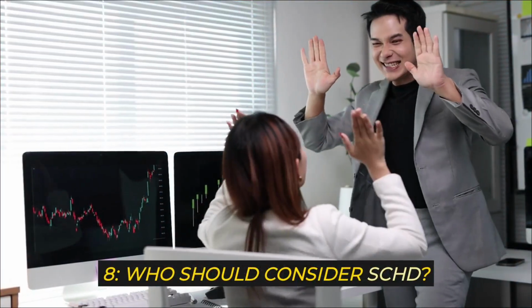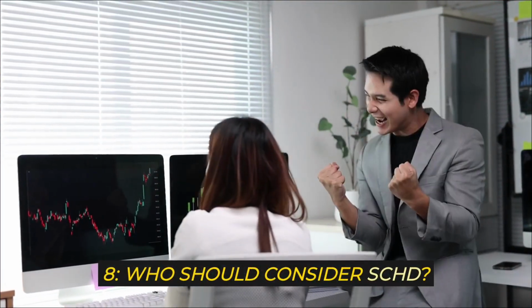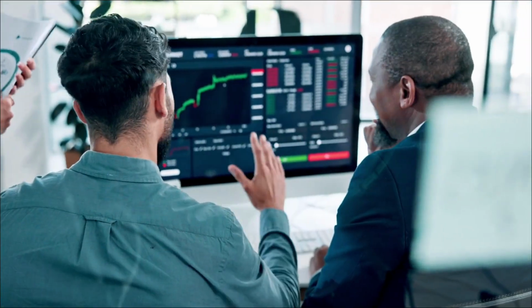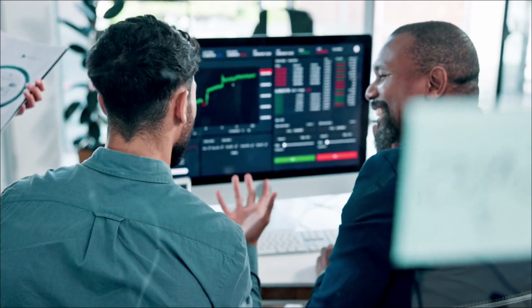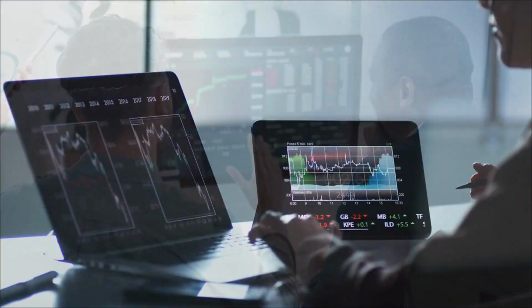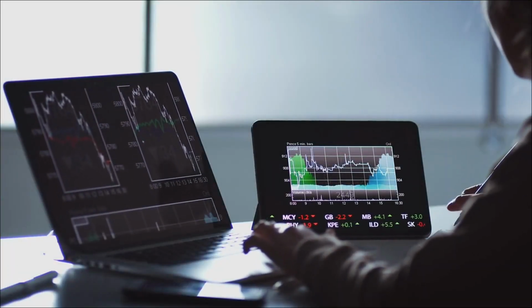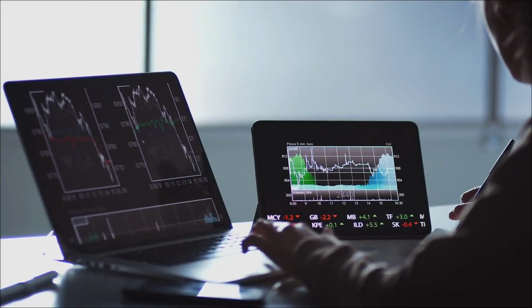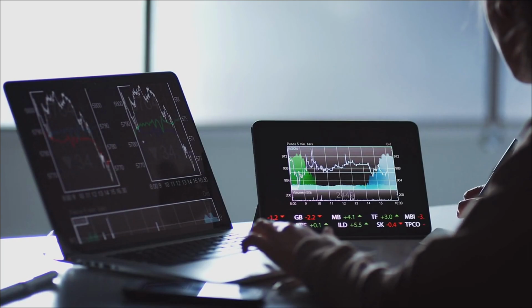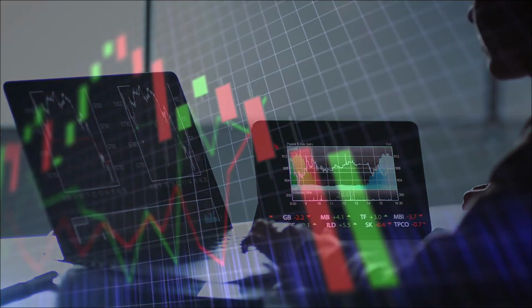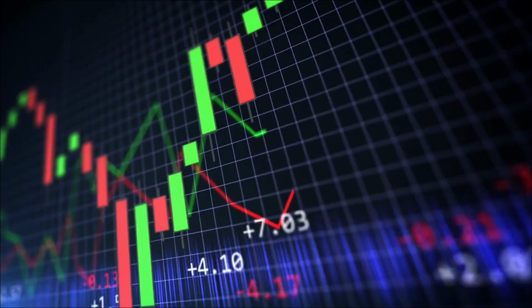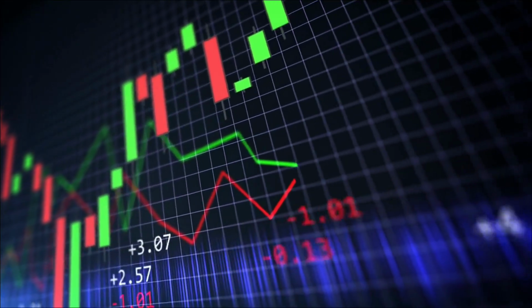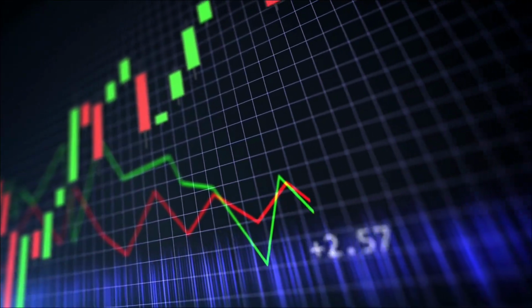8. Who should consider SCHD? SCHD may be a good choice for investors who want steady long-term growth combined with dividend income. It is especially attractive for people who prefer investing in financially stable companies instead of chasing speculative opportunities. Retirement investors often appreciate the regular income generated by dividends, while younger investors can benefit by reinvesting those dividends for long-term compound growth.